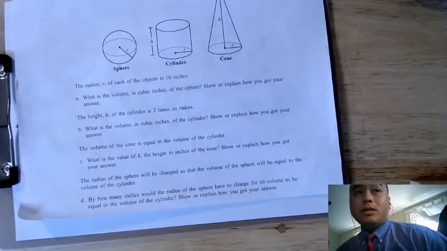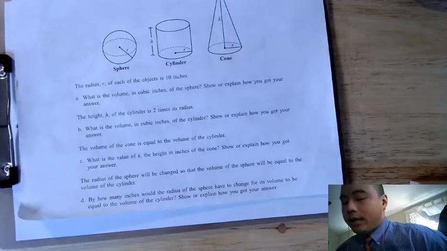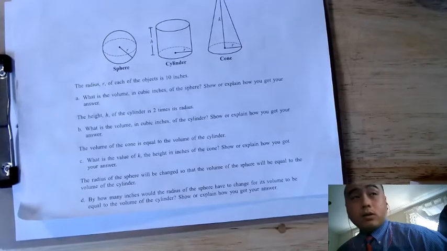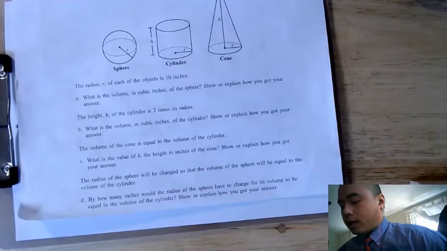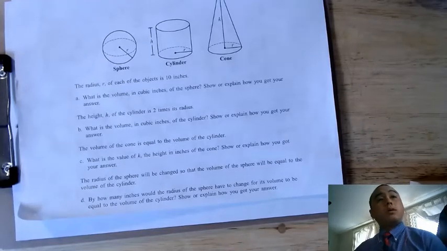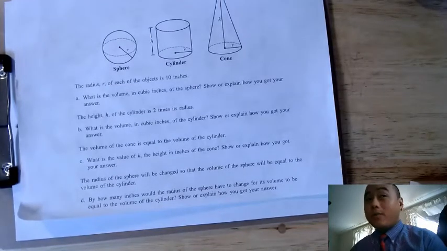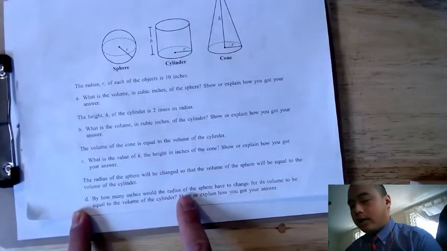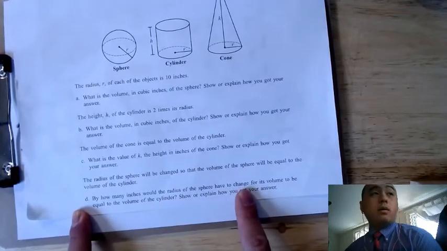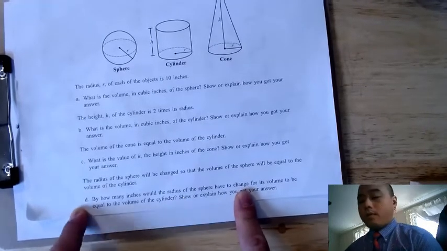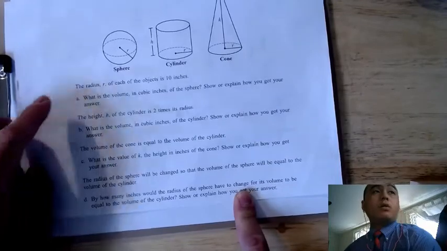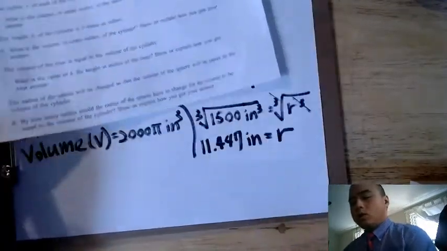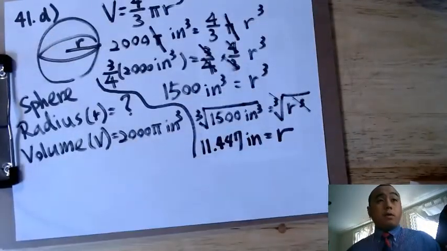Now part D. What is part D asking? By how many inches would the radius of the sphere have to change for its volume to be equal to the volume of the cylinder? Show or explain how you got your answer. So in this question, while we have the correct radius, it's actually looking for how many inches the radius would have to change, right? And what is it changing from? It's changing from the original one, right? It's changing from 10 inches. So the answer is looking for change from the original.